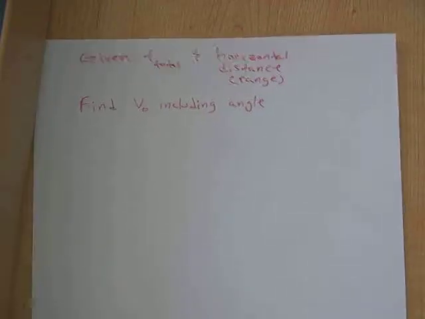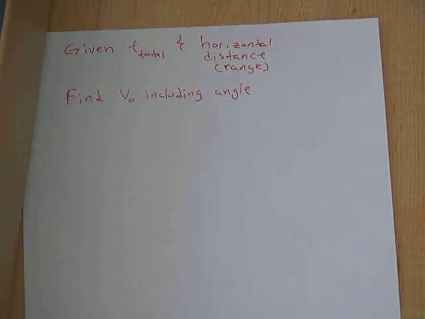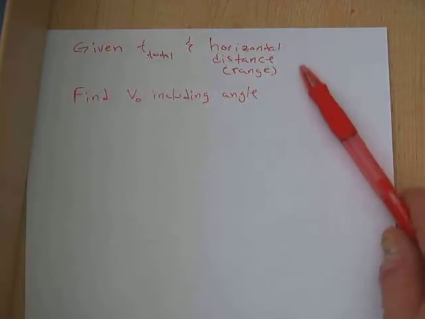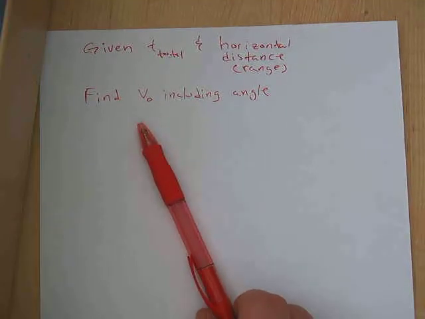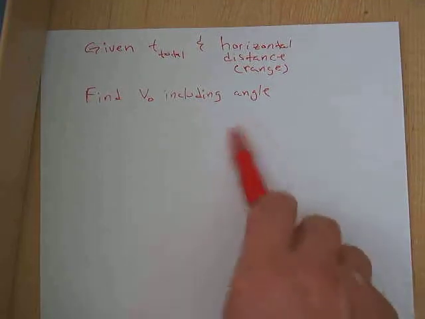Okay, for the lab, we determined the total time the ball was in the air and how far it flew horizontally, sometimes referred to as range. These are the givens in our lab. We want to know what velocity the ball left our hand and at what angle it left our hand.